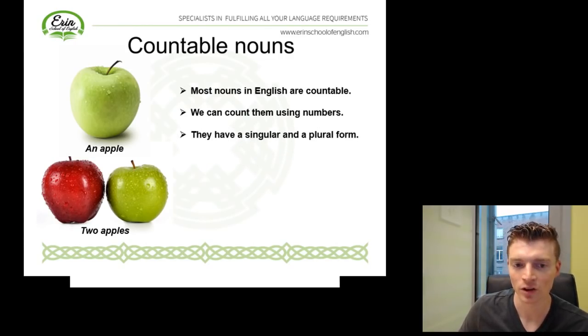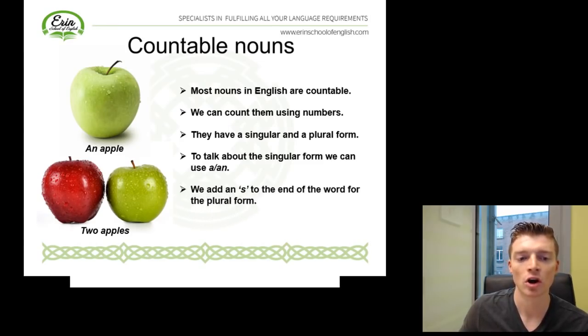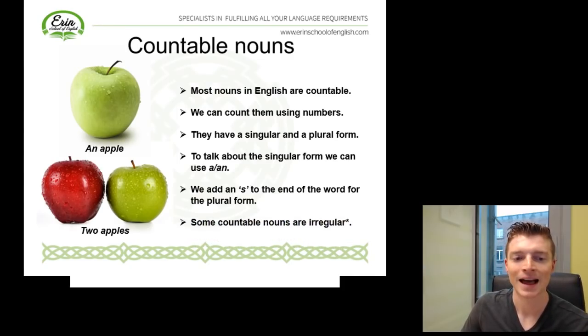They have a singular and a plural form. An apple, singular, 2 apples, plural. To talk about the singular form, we can use a or an. If we want to use the plural form, we just add an s to the end of the word. However, some countable nouns are irregular. So let's have a look at some more examples.